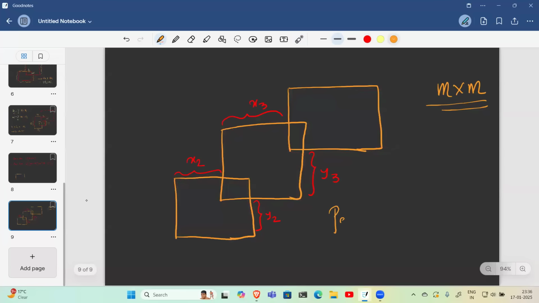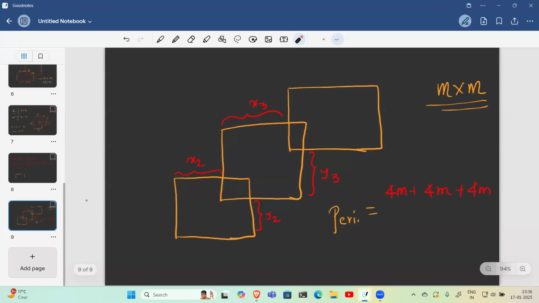So what should be the total? Let me write it here. First of all, I add up three terms: 4m plus 4m plus 4m. That is basically the perimeter of all these three squares. Now I will remove extra stuff, the things which I have counted again and again. As we discussed, this square is something whose boundary we have counted again and again. Even this is a part which we have counted again and again, isn't it? So we need to remove or erase the perimeter of these shapes.